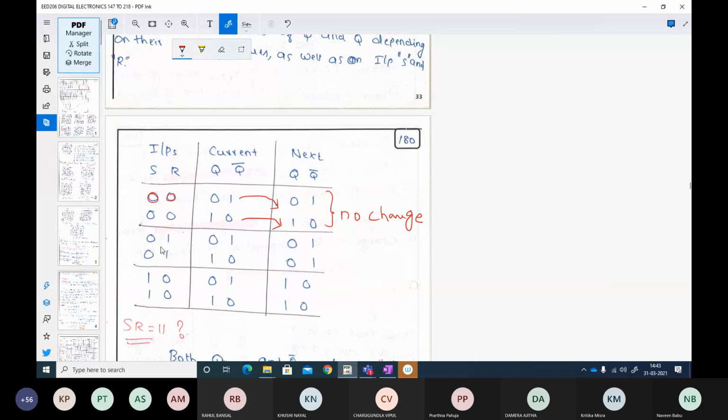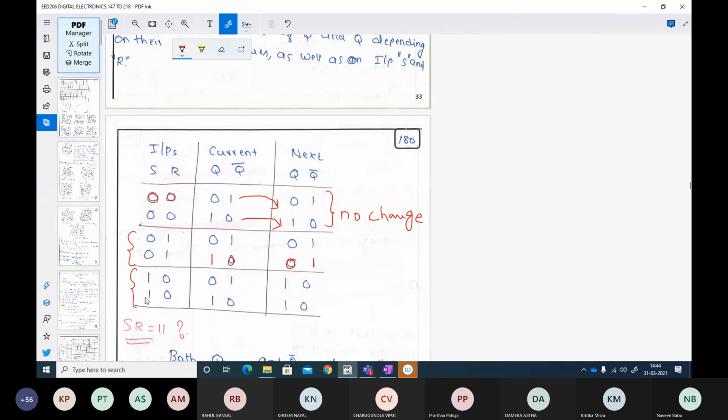So if there is no change, it means the same 0, 1 will be repeating here and 1, 0 will be repeating here. When it is 0, 1, what happens is your Q is set to 0 and Q bar is set to 1, whatever may be the previous state. Let our previous state be 0, 1, still your output is set to 0, 1. Even if your current state is 1 and 0, still your output across your SR will be set to 0 and 1, whatever may be your previous state, because your inputs are 0 and 1.